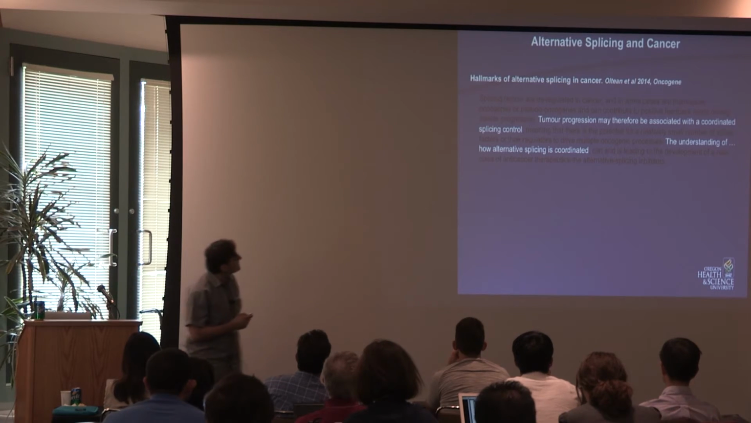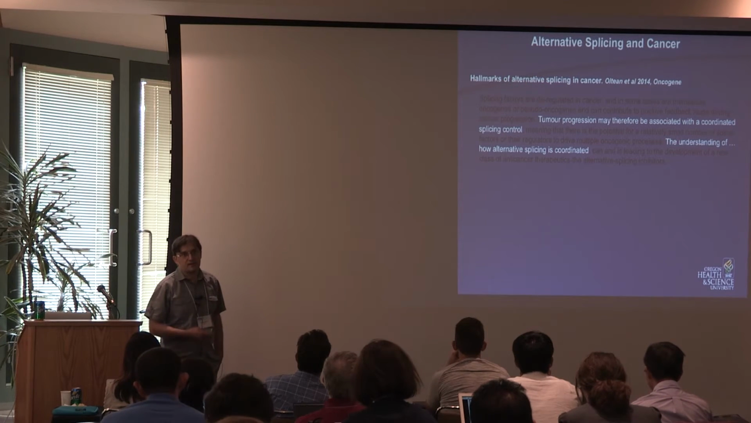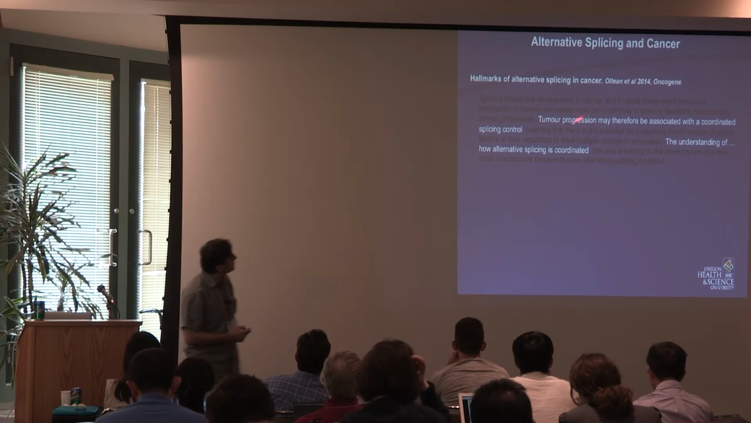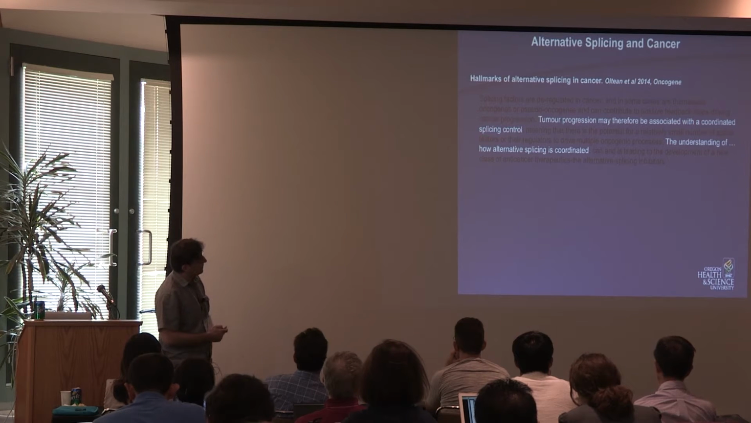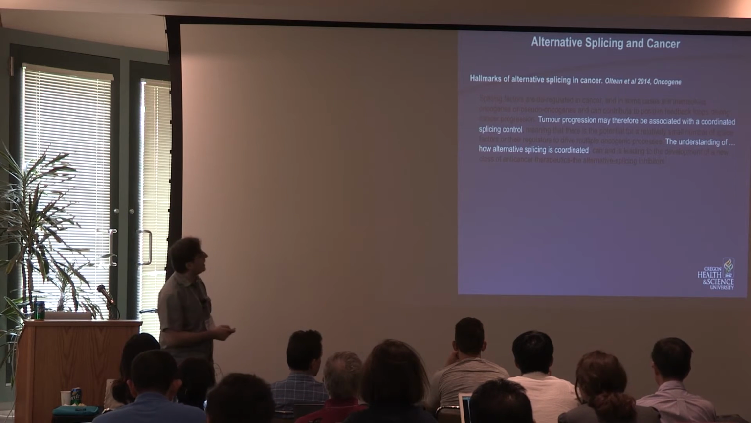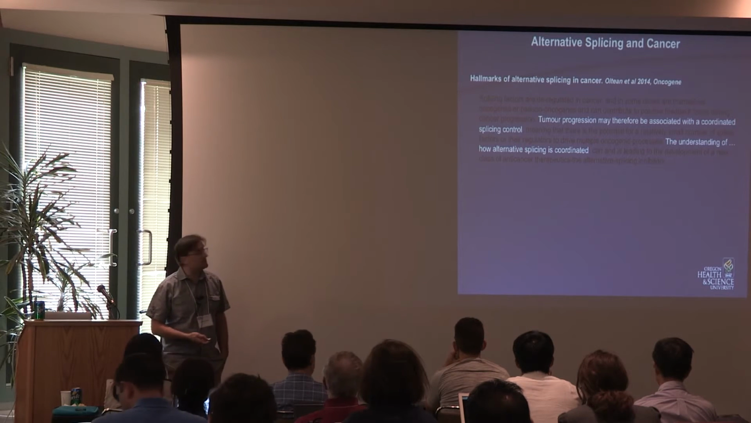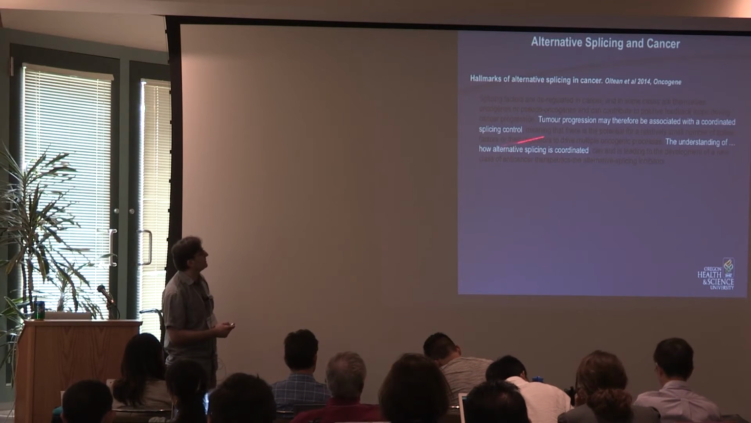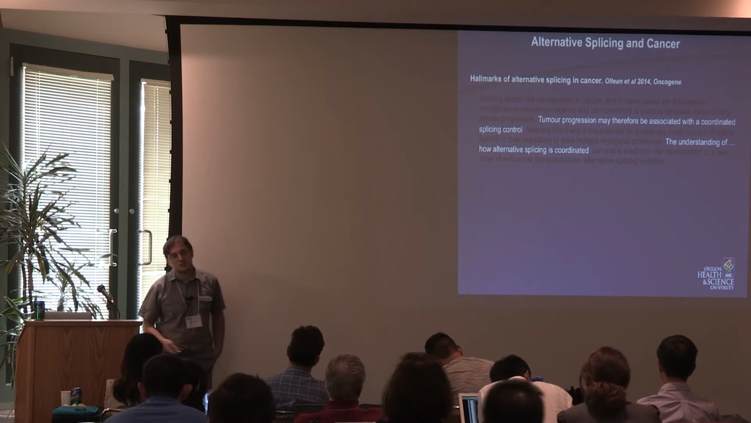And in cancer, so many changes occur in a cancerous cell. But one of the most striking examples is tumor progression. It's associated with a coordinated splicing control. So lots of people are interested in how this alternative splicing is coordinated or misregulated. So you have to compare healthy and disease tissues and see, are there changes?